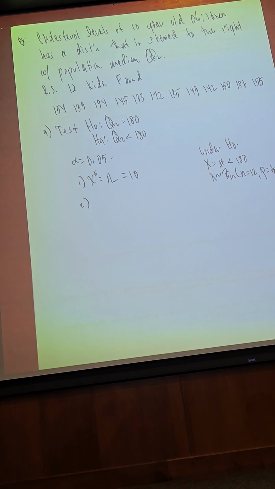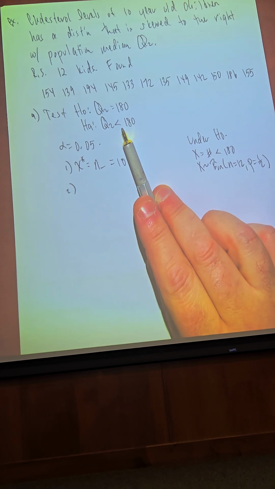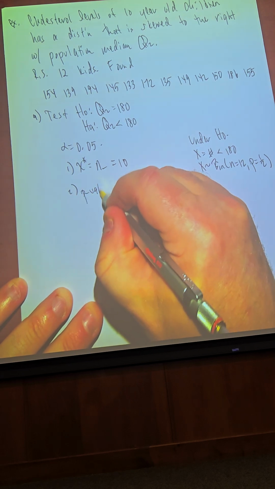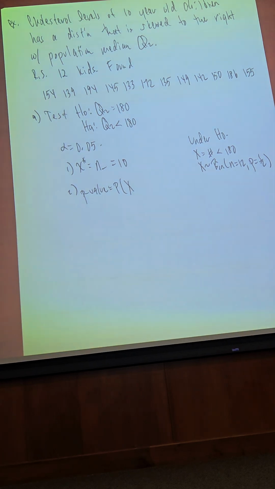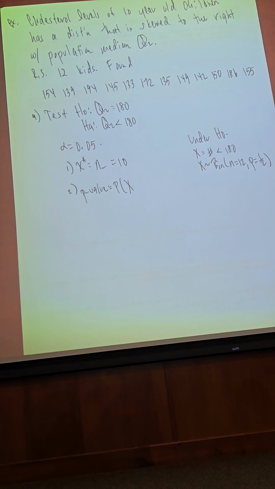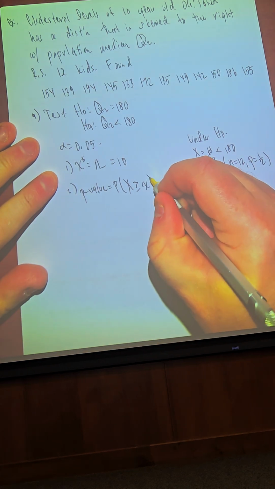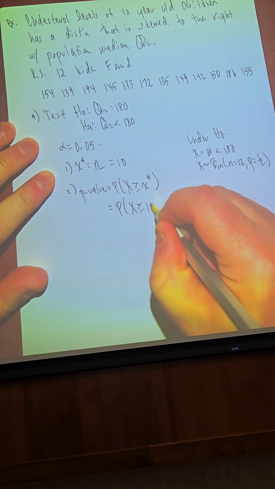What's my p-value? Do I have a one or two-sided alternative? Yeah, we have a one-sided alternative, and so my p-value is going to be the probability that x, which is that binomial distribution. Now, this is the one case that's a pain for you guys. What inequality do I put on my p-value in this case? Less than or greater than? Greater than. Okay, so it's not going to match the alternative. So the probability x is greater than or equal to x star. So it's the probability that the binomial is greater than or equal to 10.